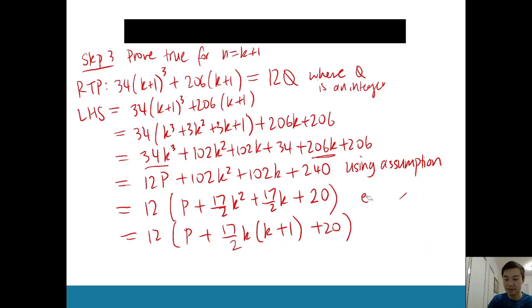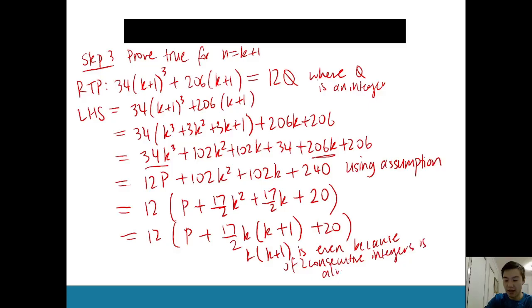So we can say k times k plus 1 is always even, because the product of two consecutive integers is always even, because odd times even is even, and even times odd is even. So you can justify that.